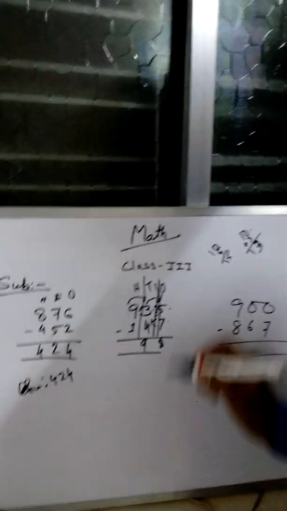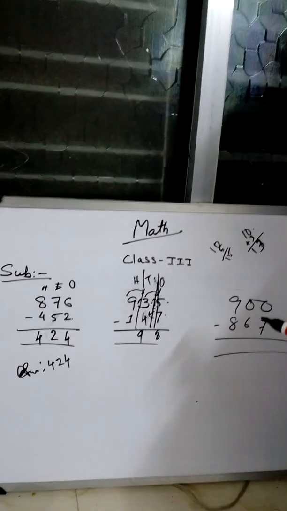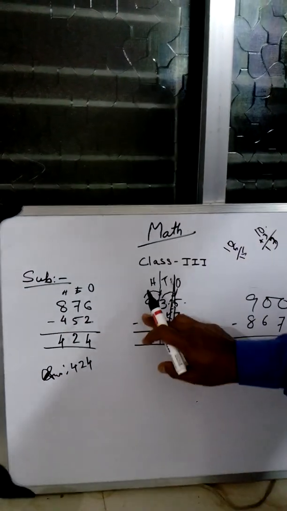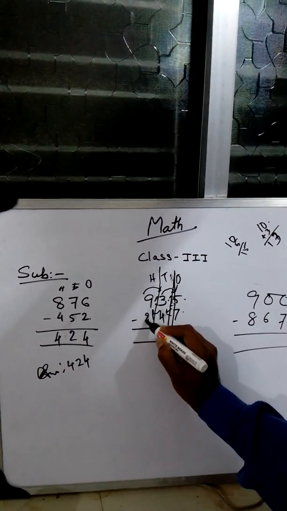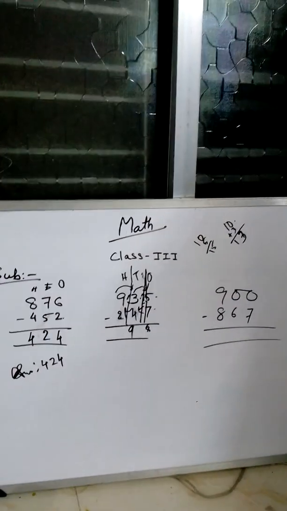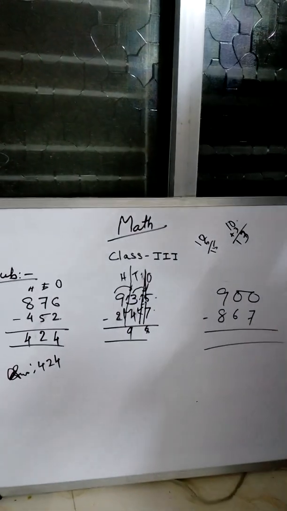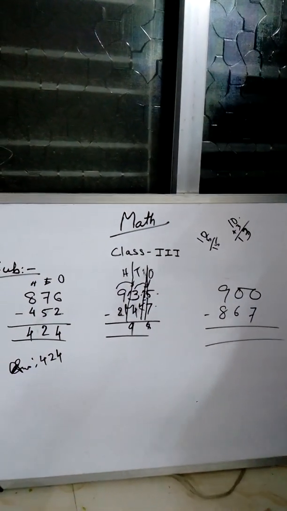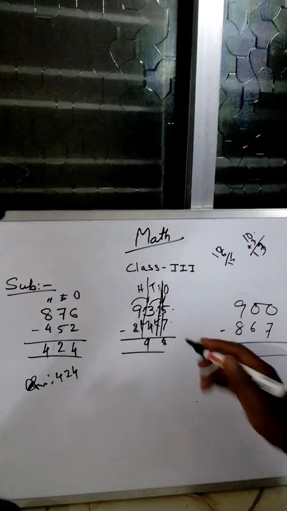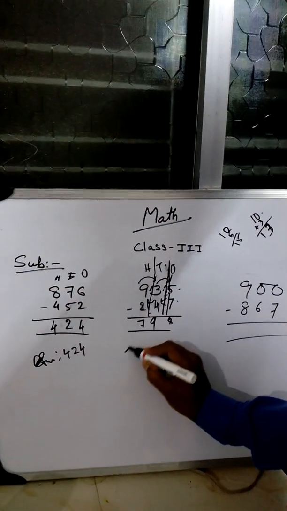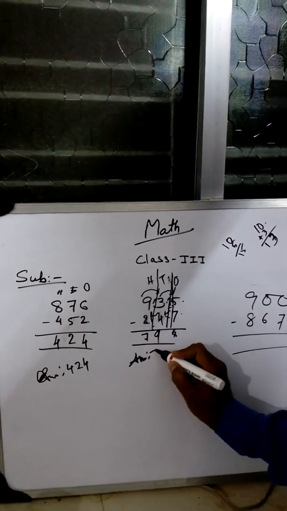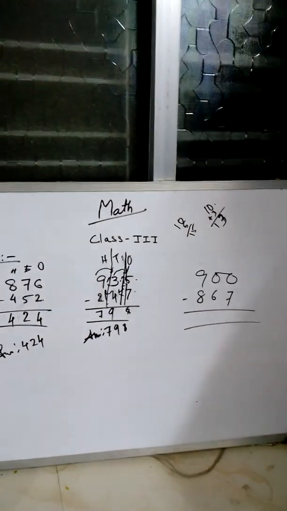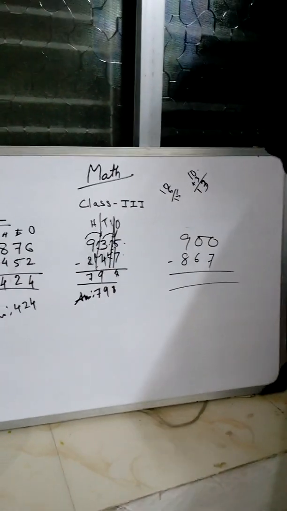That is 9. So we borrowed 1 from the hundreds. Now we have to return it to the next digit again. So that makes the 1 into 2. Again count 9 from 2. What is the next digit of 2? That is 3. 3, 4, 5, 6, 7, 8, 9. That is 7. So the answer is 798.